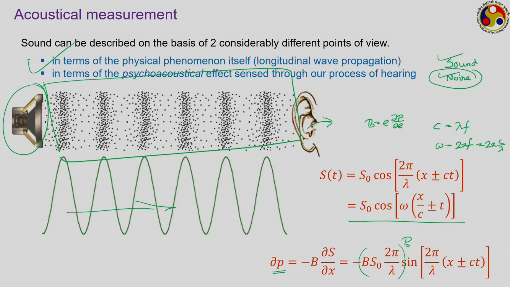So, if we are talking about a right running pressure wave, the corresponding change in pressure can also be represented as minus p naught into sine of omega into x upon c minus t, whereas if we are talking about a left running wave, then it will be equal to minus p naught into sine of omega into x upon c plus t.